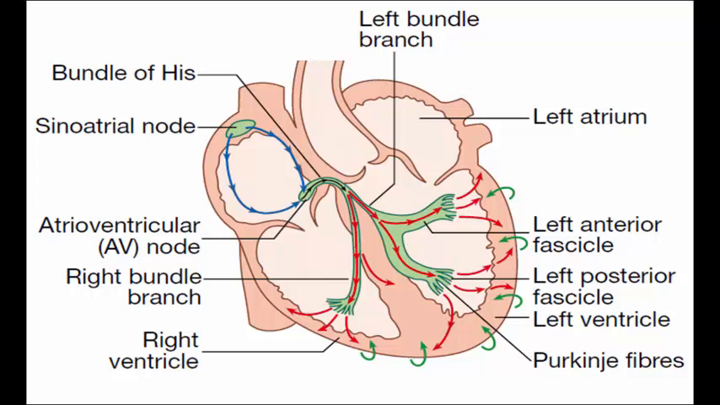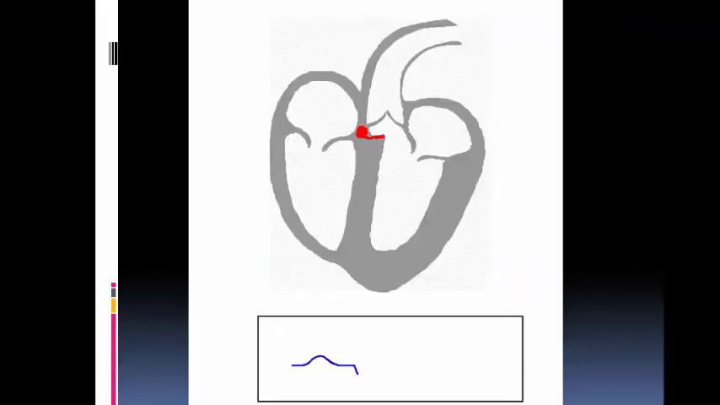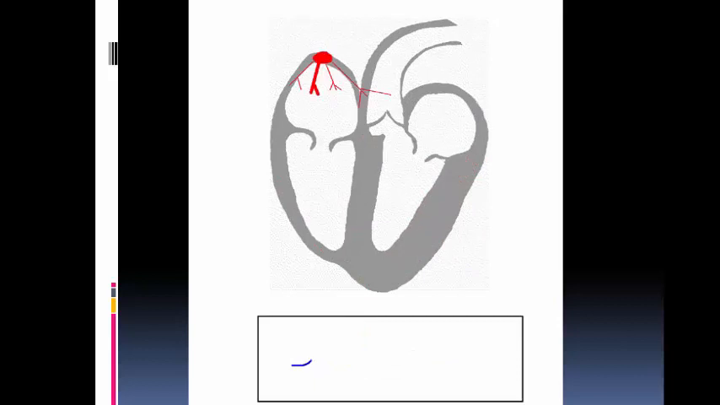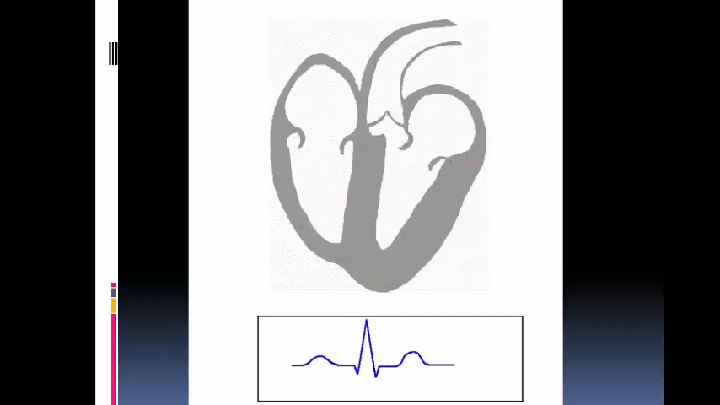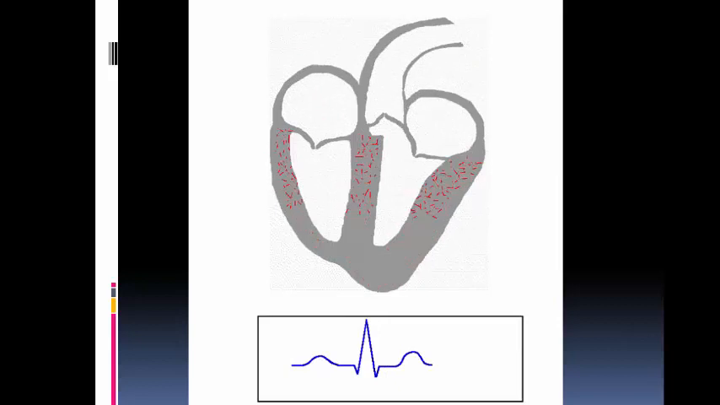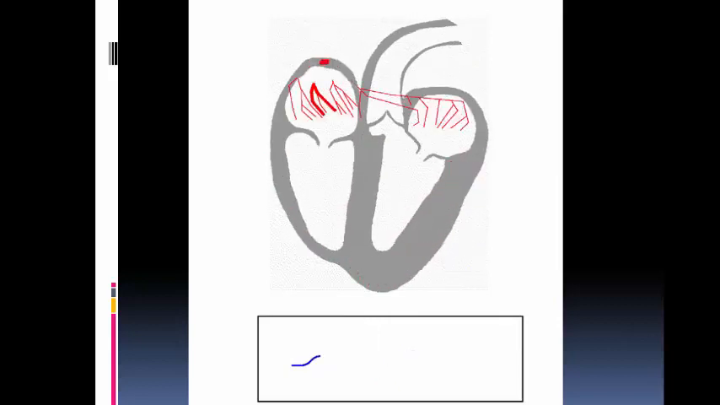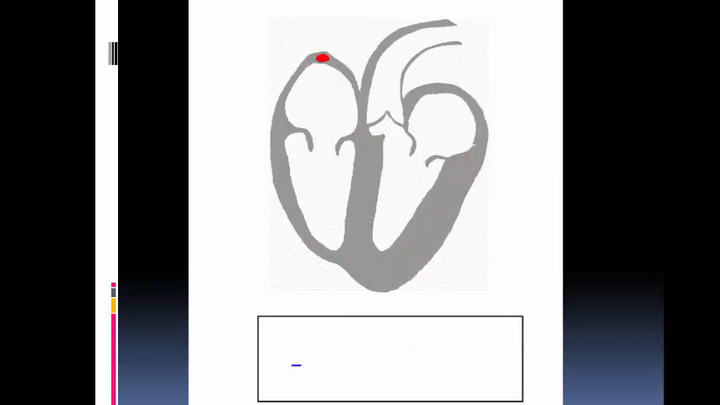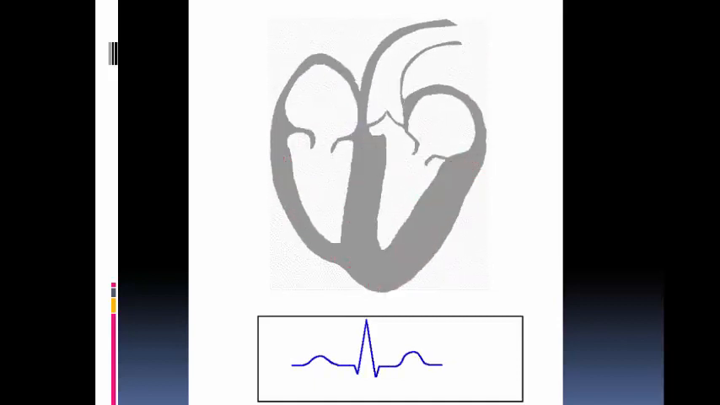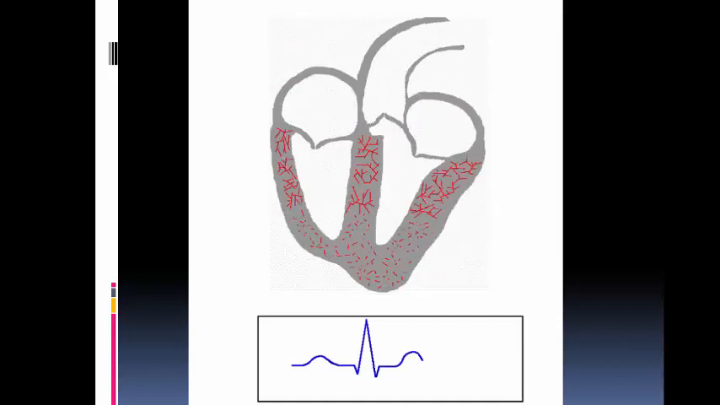Parts of the His-Purkinje system are the bundle of His extending from the AV node into the interventricular septum, the right and left bundle branches passing along the ventricular septum and into the respective ventricles, the anterior and posterior fascicles of the left bundle branch, and the smaller Purkinje fibers that ramify through the ventricular myocardium. The tissues of the His-Purkinje system conduct very rapidly and allow near simultaneous depolarization of the entire ventricular myocardium. We will study the conduction system further when we cover the arrhythmias.